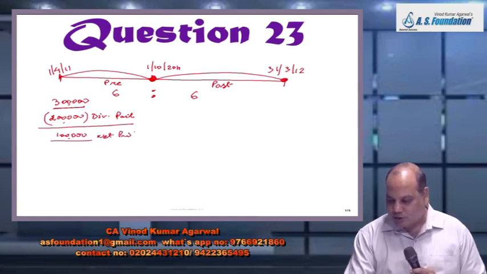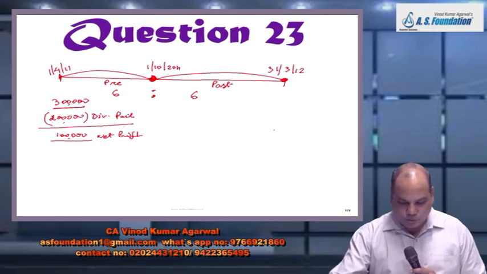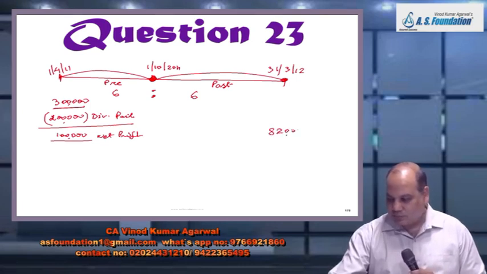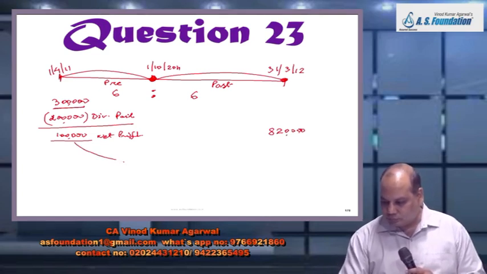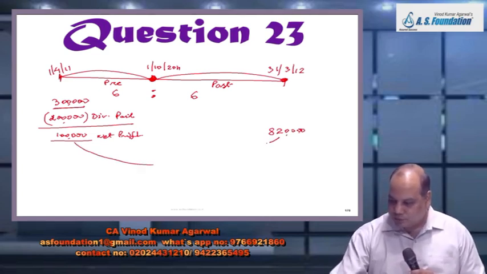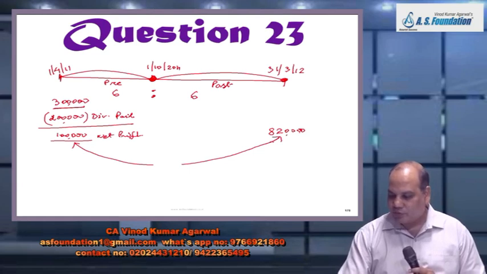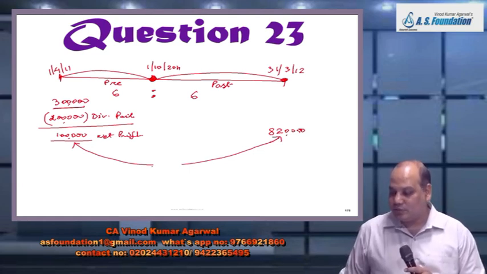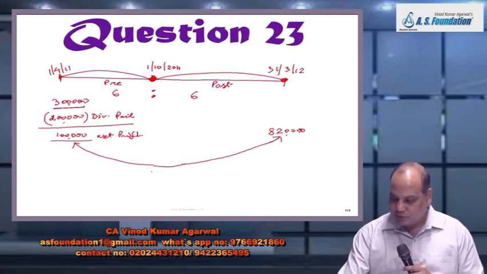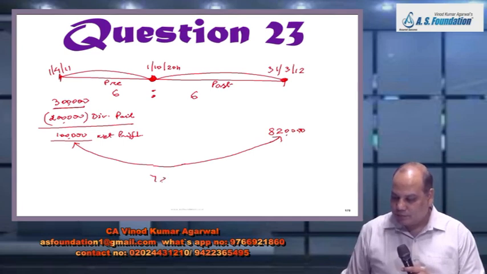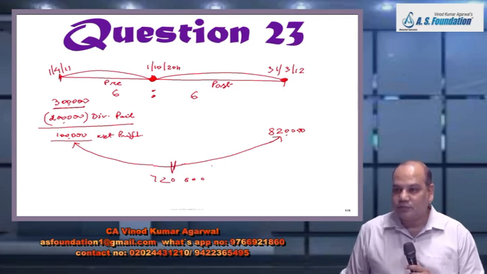So what is the net profit of the company? Left out of opening balance 1 lakh, and closing profit is 8 lakh 20,000. So what is the profit of this year? Can you guess what is the profit of current year? How much profit they have earned in the current year? 7 lakh 20,000, the difference between 1 lakh and 8 lakh 20,000. So this 7 lakh 20,000 will divide in the ratio of 6:6.